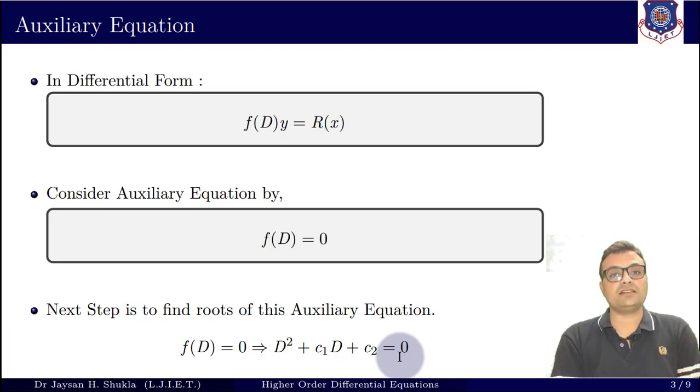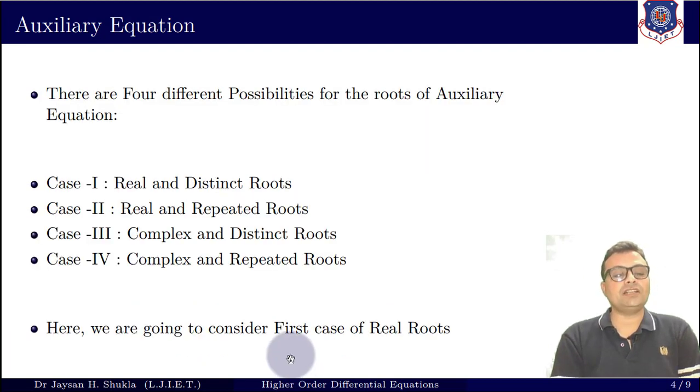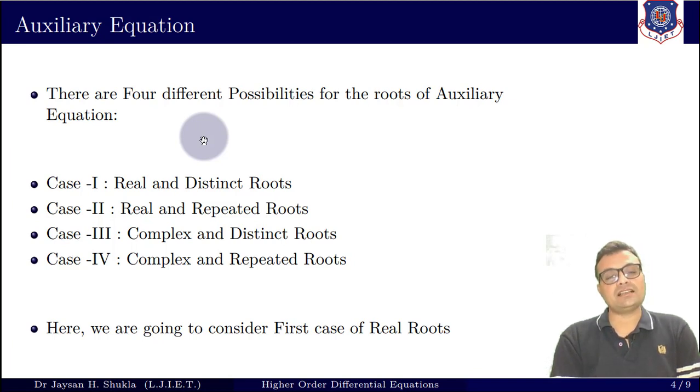This simply means that it is an equation in terms of capital D. You can treat this equation as a regular second order equation and you can factorize it accordingly. Now, if I factorize that second order equation, there are 4 possibilities for the roots. So, depending upon these 4 possibilities, we are classifying our complementary function into these four classes.